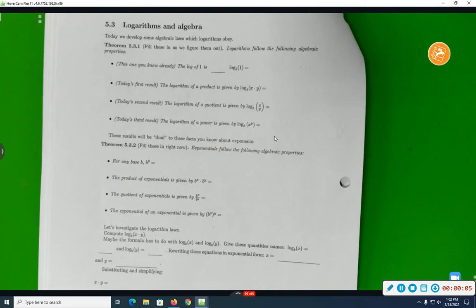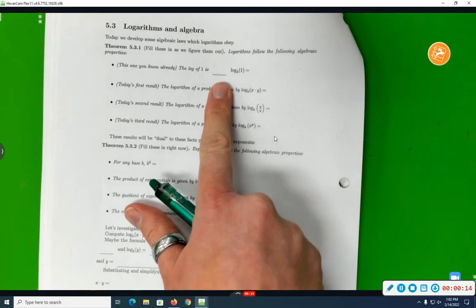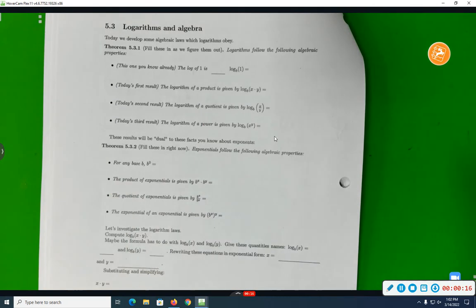So we know some rules for exponentials. Well, let's start by just writing down what the log laws will let us do. So this one you already know. If you have a logarithm with absolutely any base, then what is the log base?